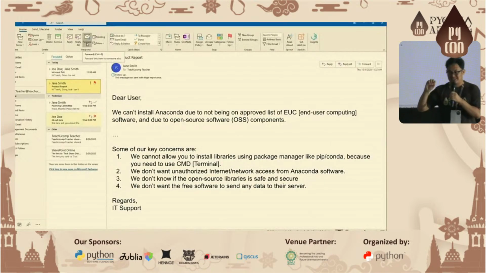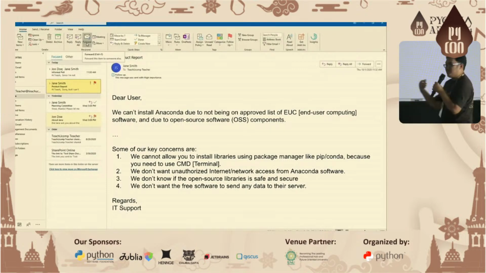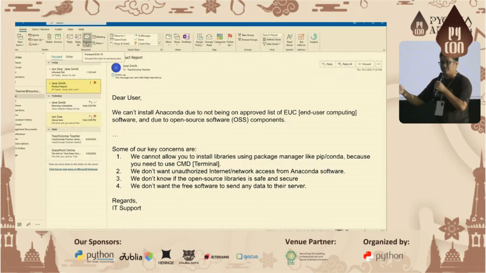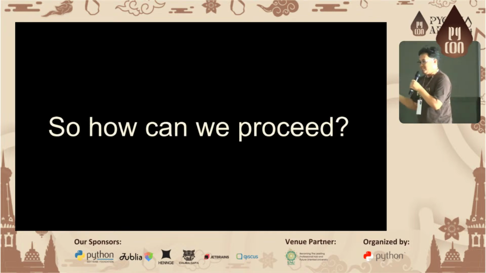So there will be some concerns, right, about using open source software. I state four mainly. First one is you cannot use terminal or command prompt. You cannot use internet access to install your libraries. You cannot really be sure whether or not open source libraries are safe and secure. And finally, we don't really want those free software essentially to send any data from your work laptop, right? So you need to address these concerns one by one because otherwise you cannot work with Python as you intended to. Next.